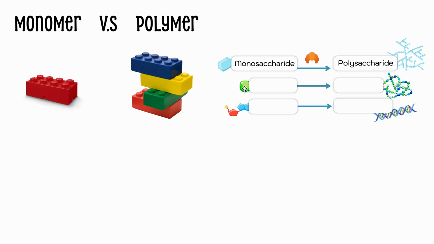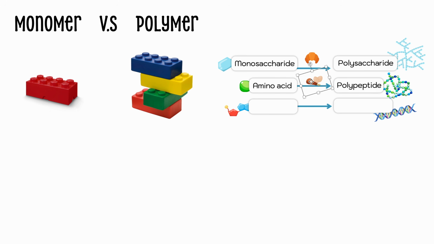Now, if we take a different example, let's say proteins, you should know that proteins are these macromolecules that are made up of this little monomer called an amino acid. So if you put many of these monomers, these amino acids together in a chain, you will form a polypeptide or a protein. That is a polymer.